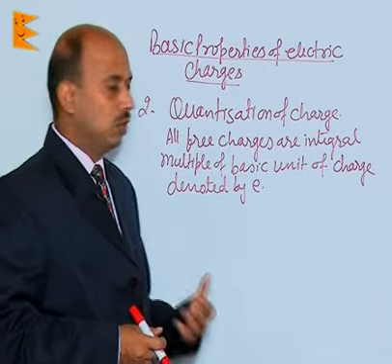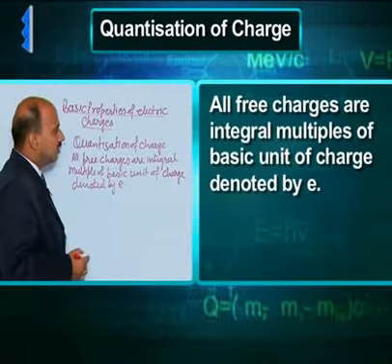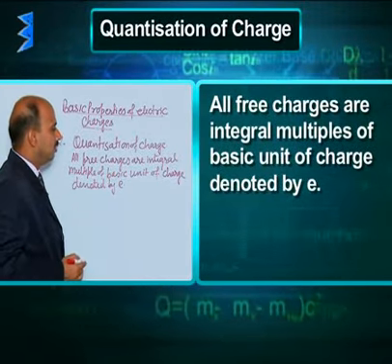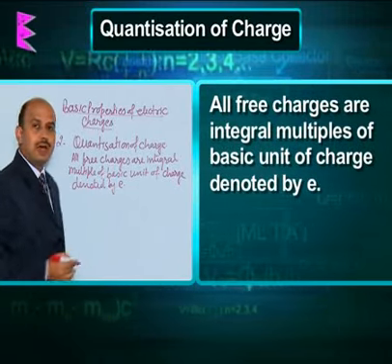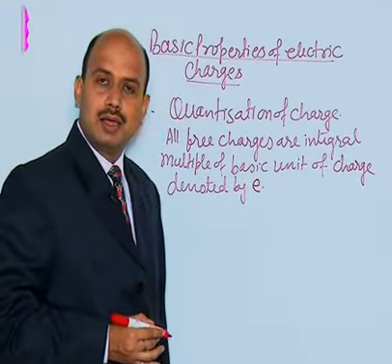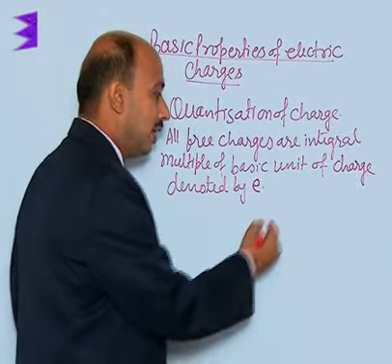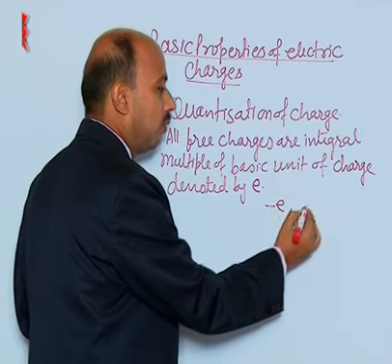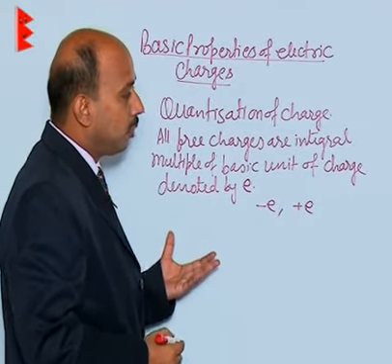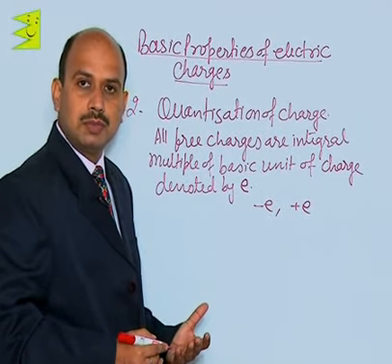Now see the second property of the charge, that is quantization of charge. According to this property, all free charges are integral multiples of the basic unit of charge denoted by E. E is actually the charge carried by an electron or proton. For the electron we write minus E, and for the proton we write plus E. Now according to this property, as I have told you, the net charge is the integral multiple of the basic unit of the charge.